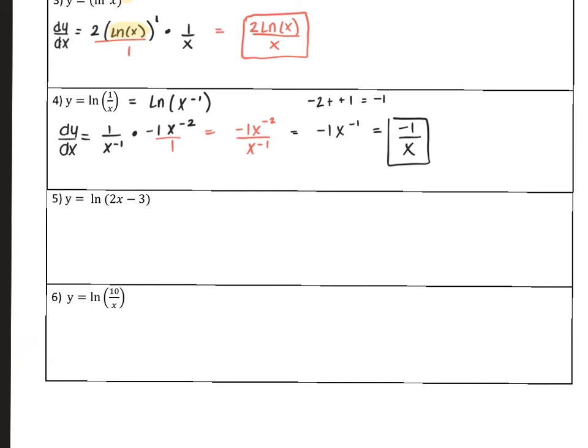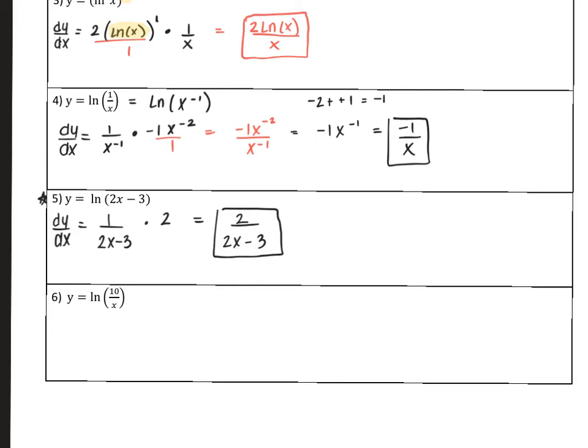Okay, so for number 5, dy over dx is my derivative, and it's 1 over the inside times the derivative of the inside, which is just 2. And if you write it nicely, it's 2 over 2x minus 3. And remember, you can't cross off those 2's because this is attached by subtraction on the bottom.